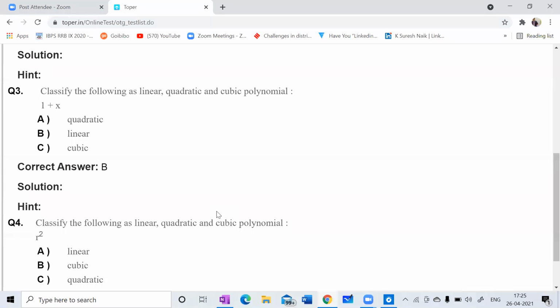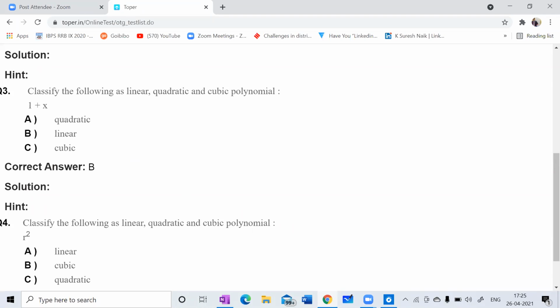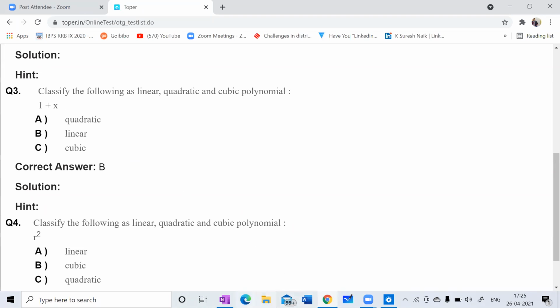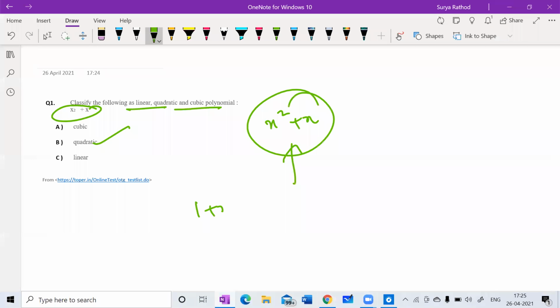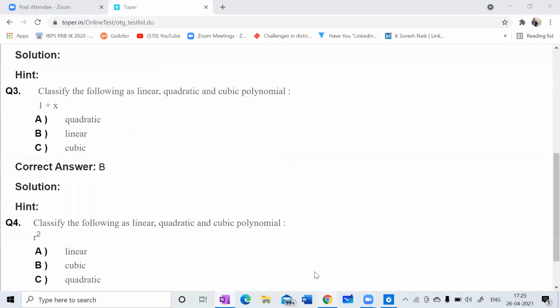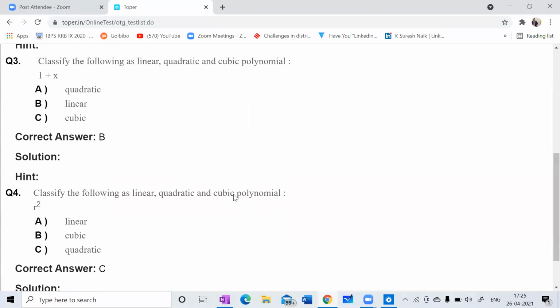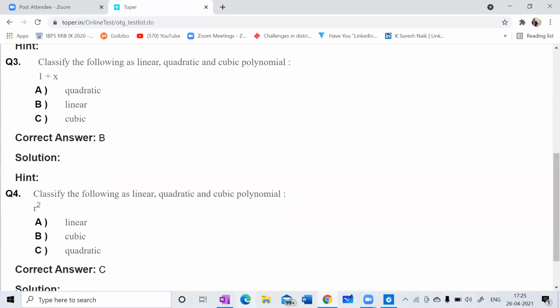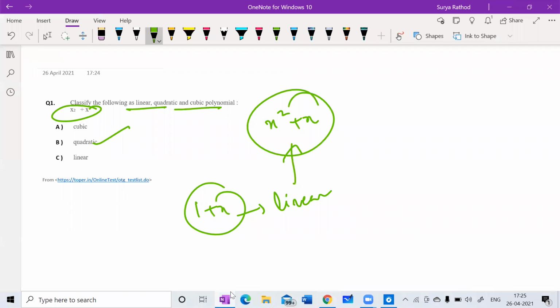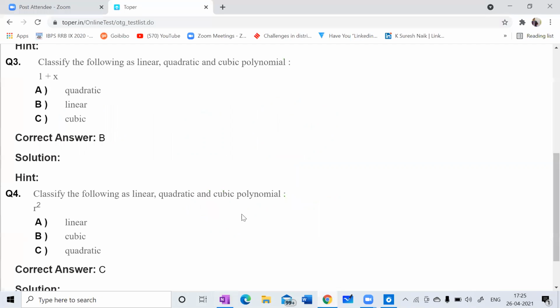Third question. Classify the following as linear, quadratic, and cubic polynomial. Same type of question. 1 plus x. The highest degree is 1, so this is my linear polynomial. Any doubts in the third question? No, sir, absolutely clear. Very good.